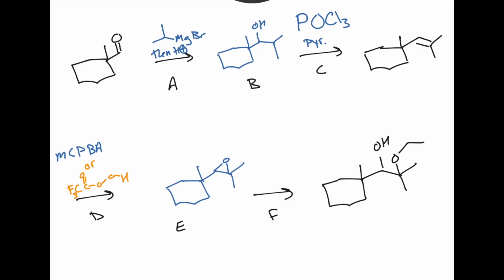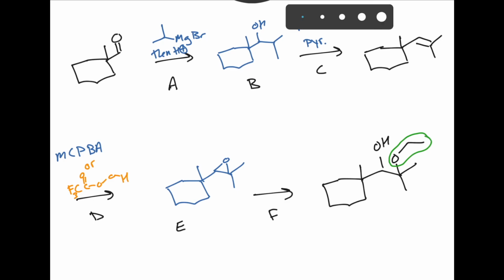So how do I turn E into the given product? Am I going to be adding my nucleophile to the most substituted side of the epoxide or the least substituted side? What is my nucleophile? My nucleophile is this. This is what's new, because this oxygen right here is already in my molecule. So am I adding my nucleophile to the most substituted side or the least substituted side? Most. So how do I do that?